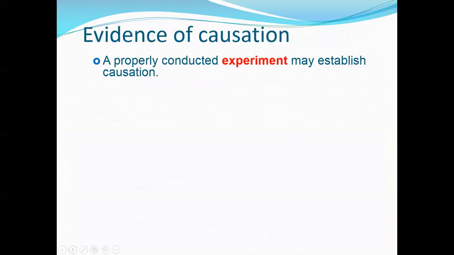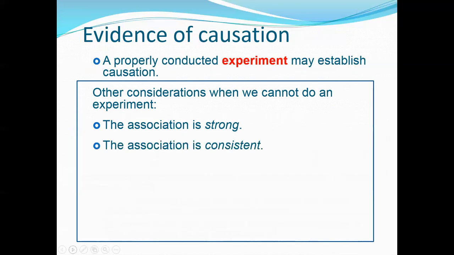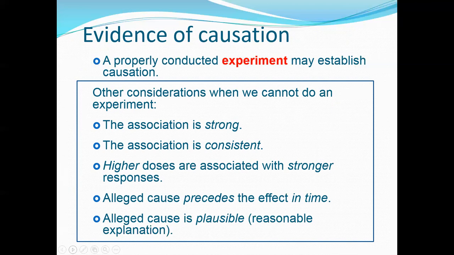Evidence of causation. A properly conducted experiment may establish causation. Other considerations when we cannot do an experiment: the association is strong, the association is consistent, higher doses are associated with stronger responses, the alleged cause precedes the effect in time, and the alleged cause is plausible, a reasonable explanation.